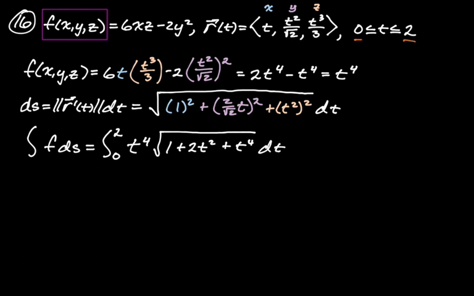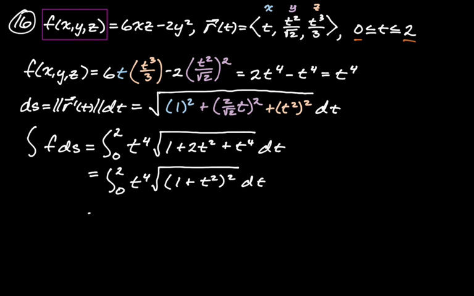dt. All right, so now you have to hope something good is happening here, because otherwise what are you going to do? So I noticed that 1 plus 2t squared plus t to the fourth actually factors. So this factors into the quantity 1 plus t squared squared. And since t is between 0 and 2, that's always positive. So we don't have to put an absolute value.